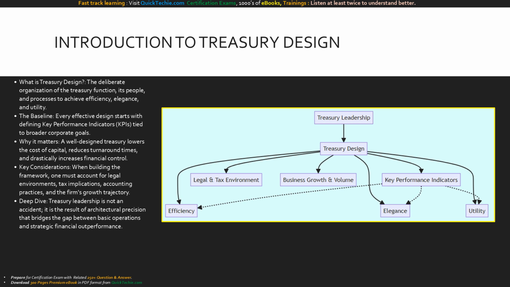Branching out from the design node, we have the practical considerations that shape our strategy. You can see the KPIs node, which acts as our baseline measurement. Then we have the external and internal drivers, the legal and tax environment, and the sheer volume and growth of the business. Each of these nodes interacts with one another. If your business grows exponentially, your design must adapt to handle the new volume while maintaining strict control. By mapping these out before we even touch a bank account or a software system, we ensure our architecture is resilient, scalable, and perfectly aligned.